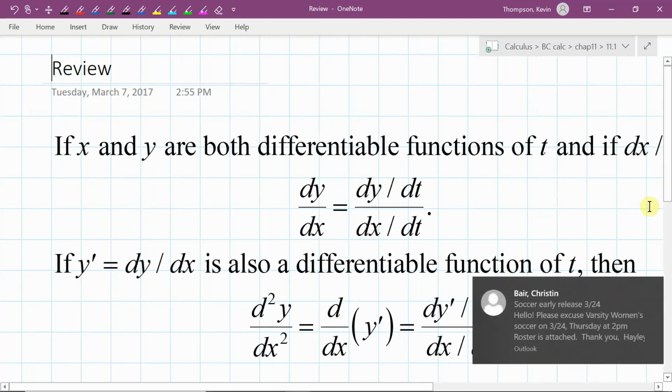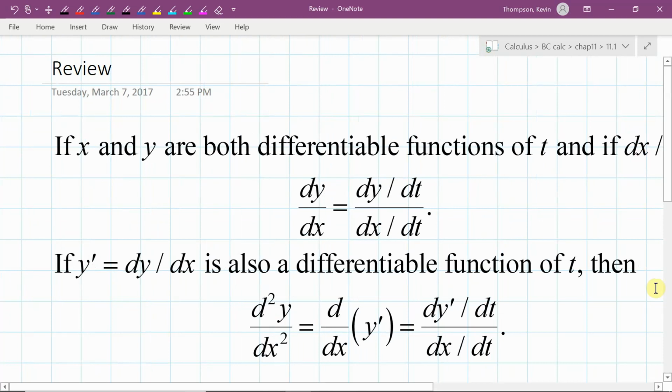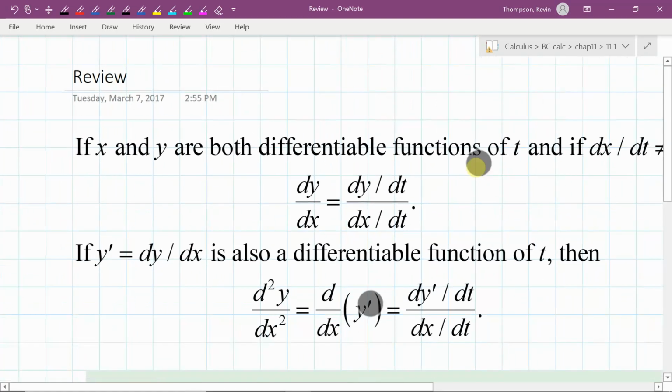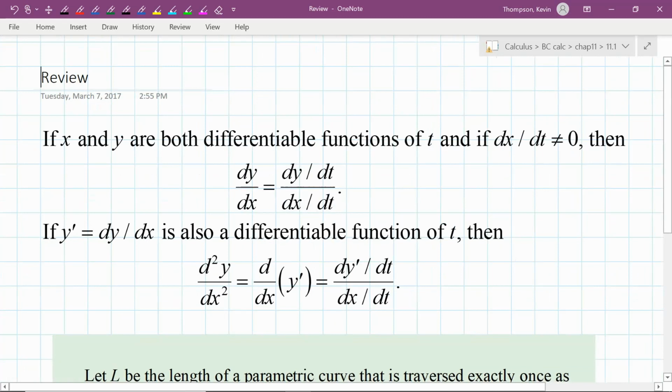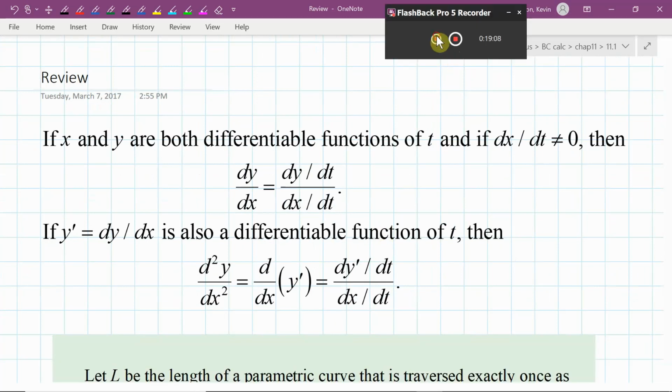So what I have here is a review of stuff that we've said already. When we talked about this before, let me zoom out a little bit and make that look better. When we talked about parametrics before, which is really where we're back here in 11.1, talking about parametric functions and their derivatives, and we're going to talk in a second about the length of a parametric curve. I'm mostly trying to remind you that we've already taken the derivative and the second derivative of parametrics. It was actually on your first test.